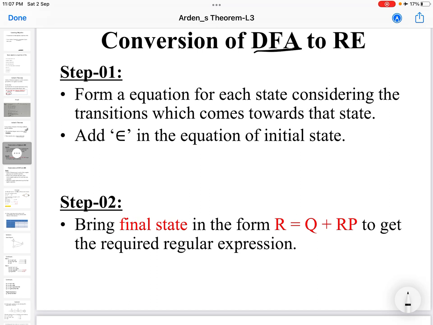Conversion of a DFA, a deterministic finite automata, to a regular expression. Step number 1: form an equation for each state considering the transitions which come towards the state. Add epsilon in the equation of the initial state. Step number 2: bring the final state in the form of R is equal to Q plus RP to get the required regular expression. When you bring it in that form, you get R is equal to QP asterisk.